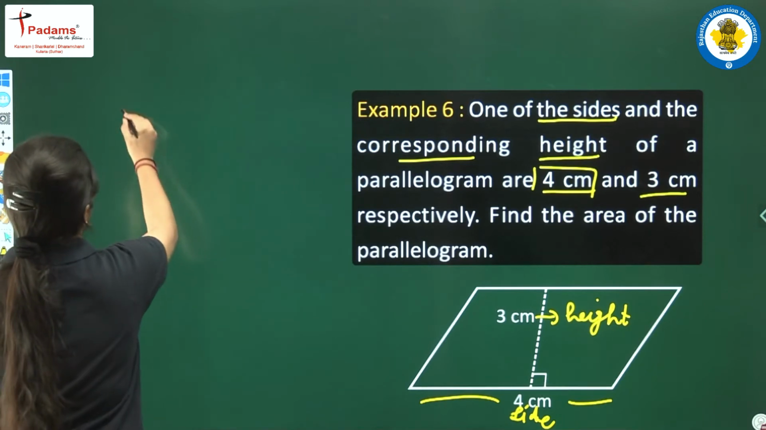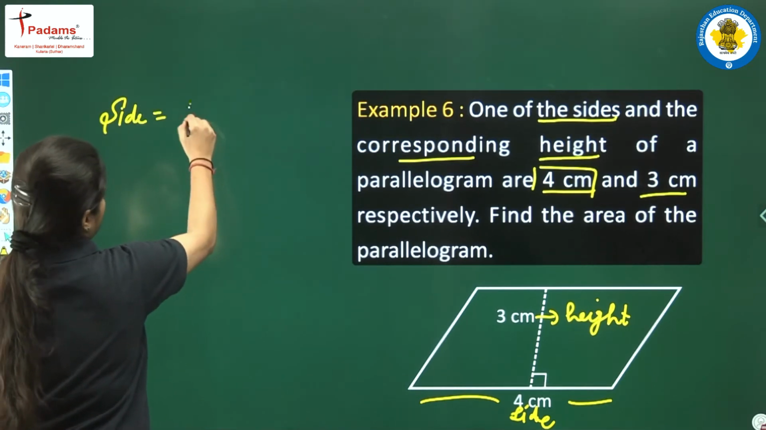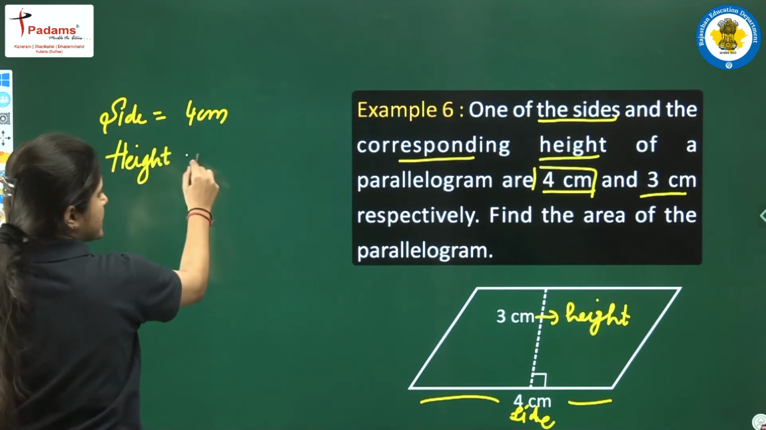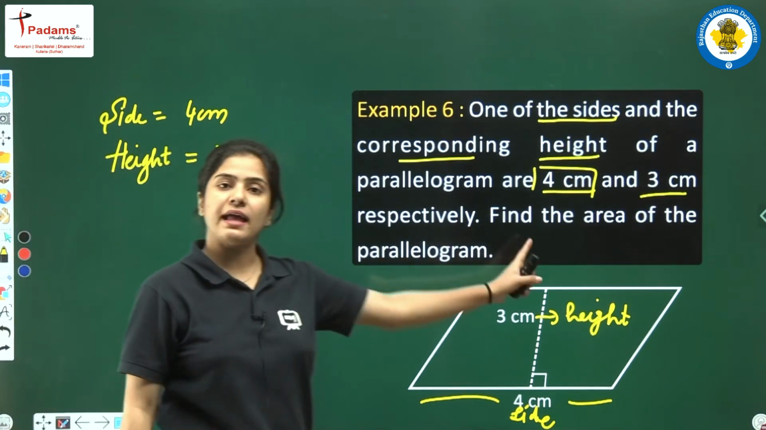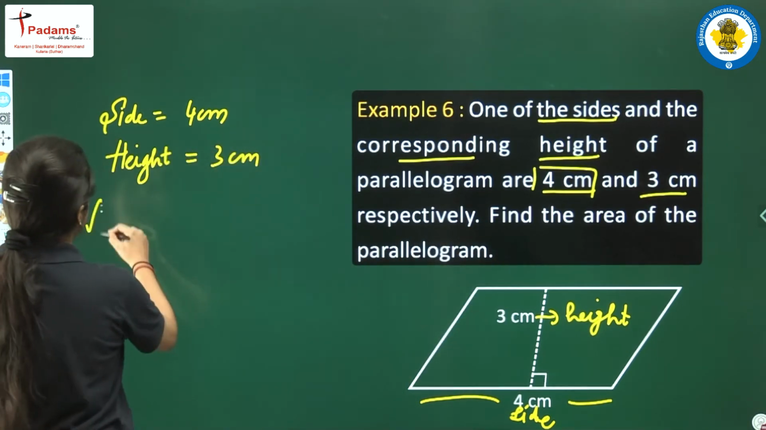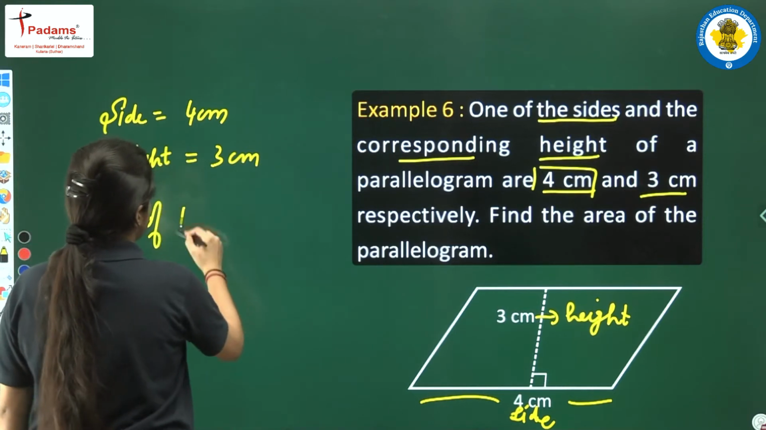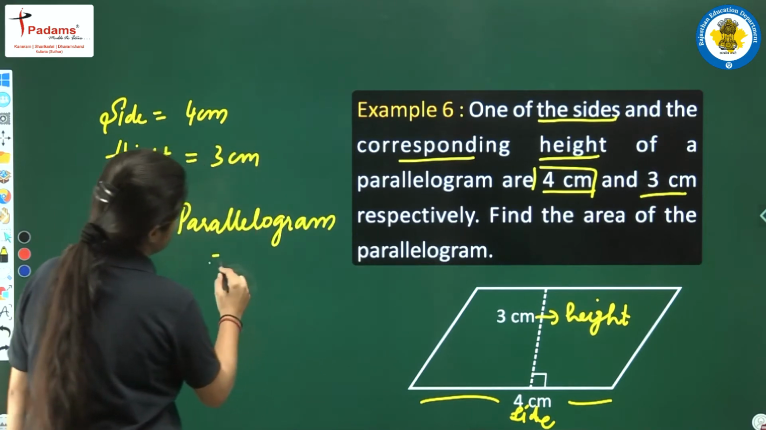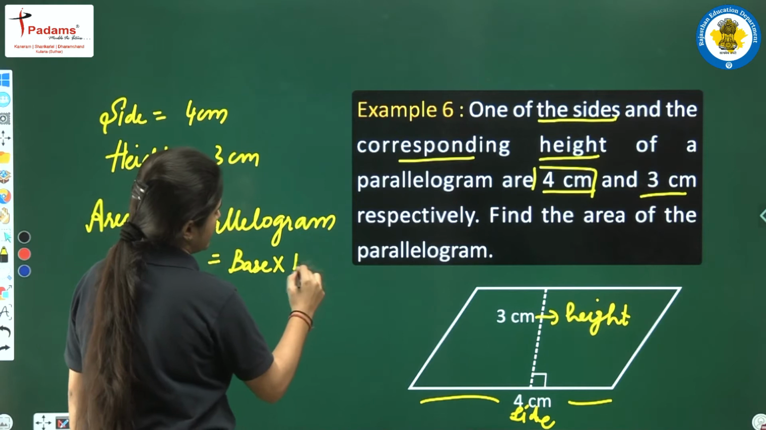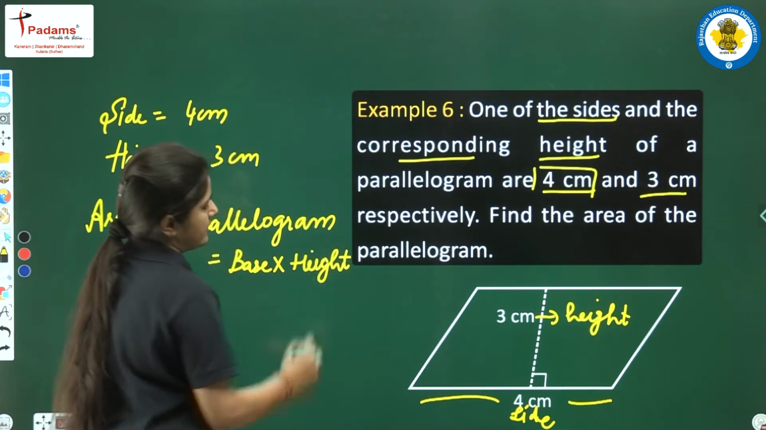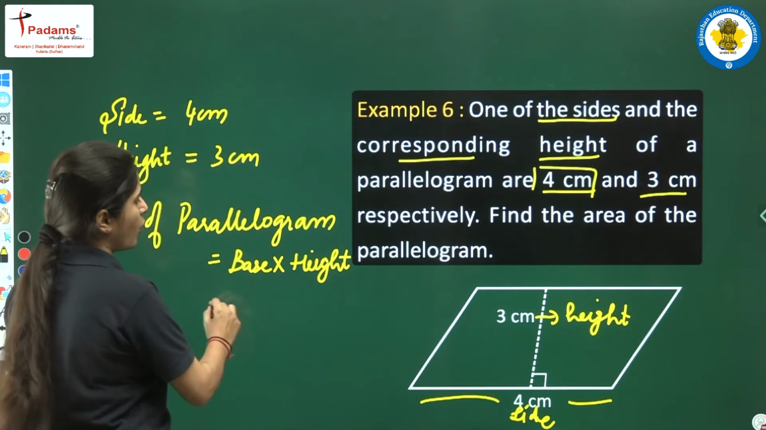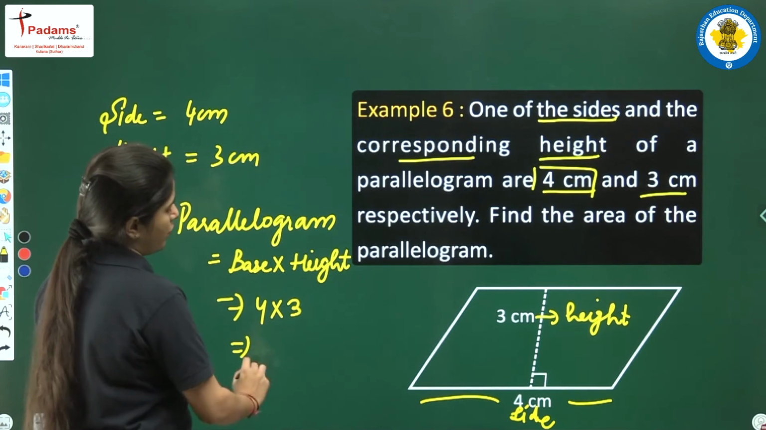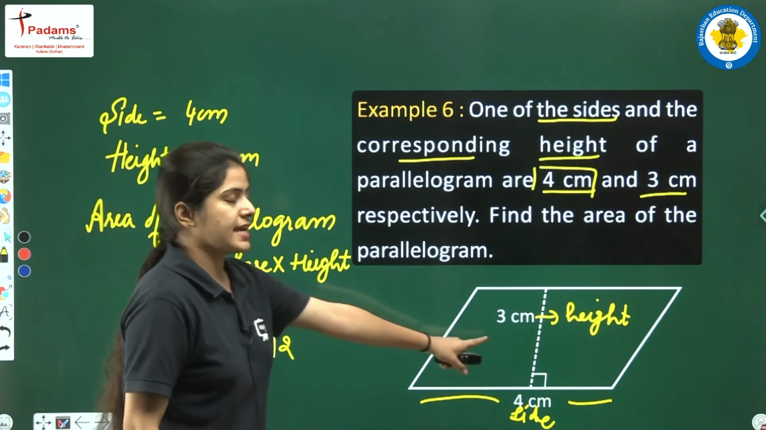So basically, students, the side given to us is 4 centimeter, the height given to us is 3 centimeter. We need to find out the area of the parallelogram. So students, remember what was the area of parallelogram? Area of parallelogram is equal to base into height. Clearly, this is your base. Your base is 4 and your height is 3. So 3 into 4, that is equal to 12 centimeter square.